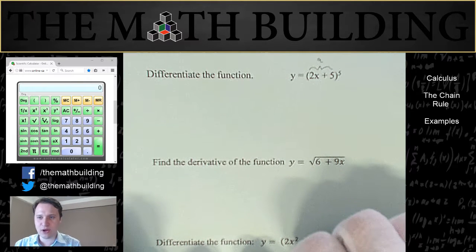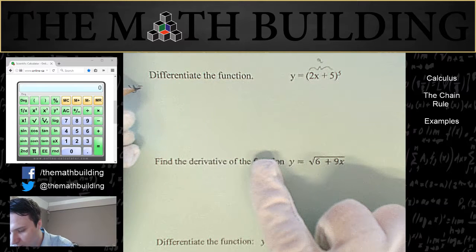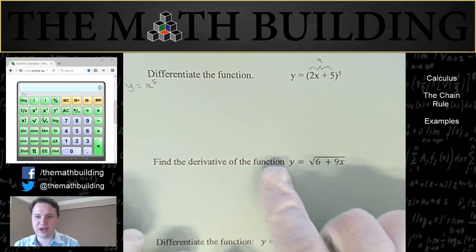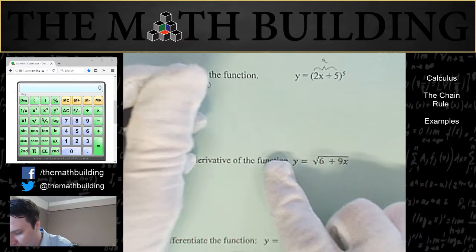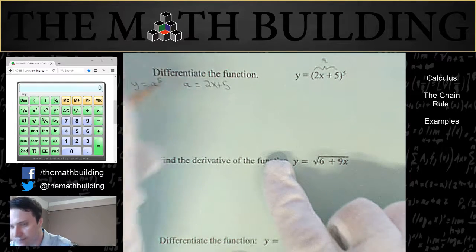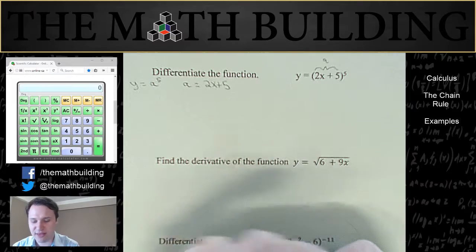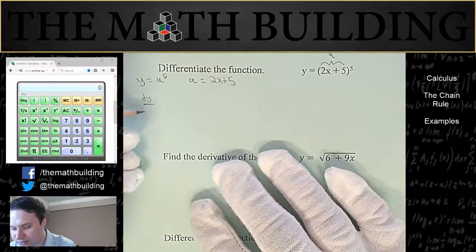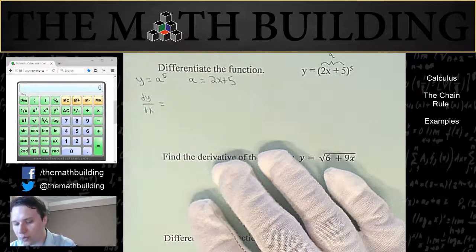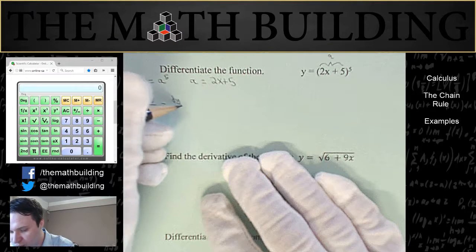And so I'm going to call the inside of this a, which means that the outside function is y equals a to the 5, and we know that a is equal to 2x plus 5. Okay, so y equals a to the 5 and a equals 2x plus 5. And now we can use the chain rule because what we want is dy dx.